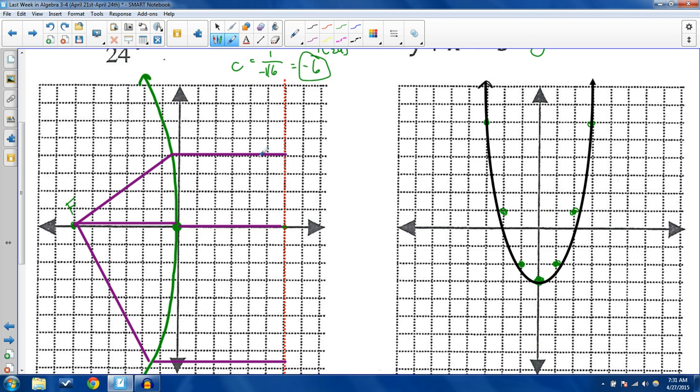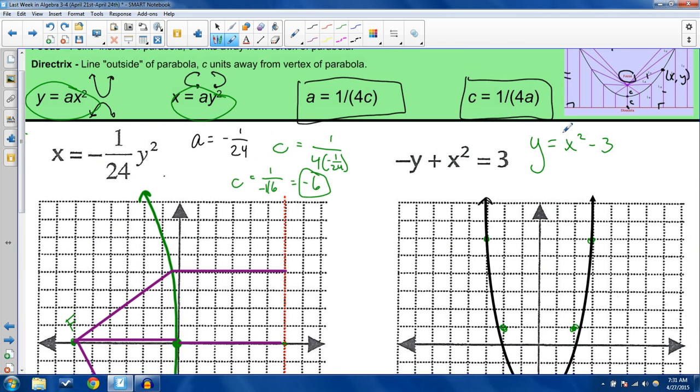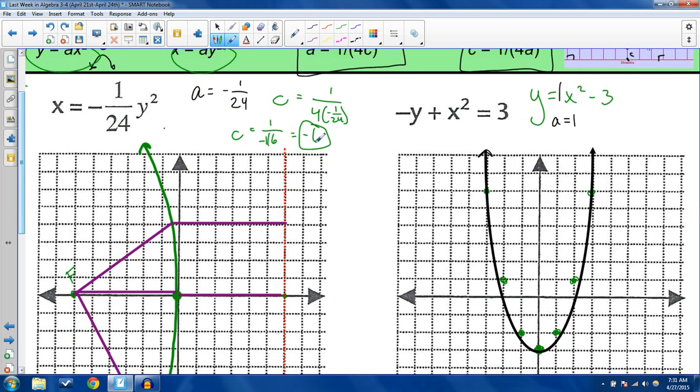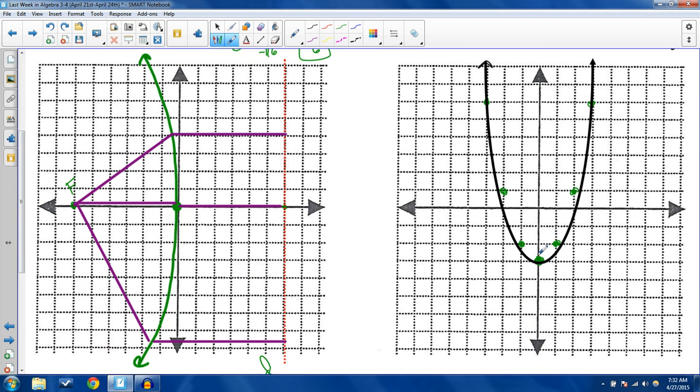Go ahead and find the focus and directrix of this parabola. The stretch factor, A, was 1. To find C, the distance from our vertex to our focus and from our vertex to our directrix, that would be 1 over 4A, which is 1/4. So my C value this time is 1/4, which means I'm going to go up 1/4 from my vertex to find my focus. So C is 1/4, right there is my focus.